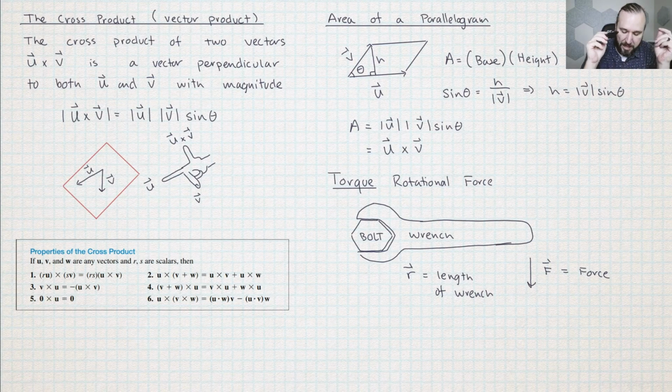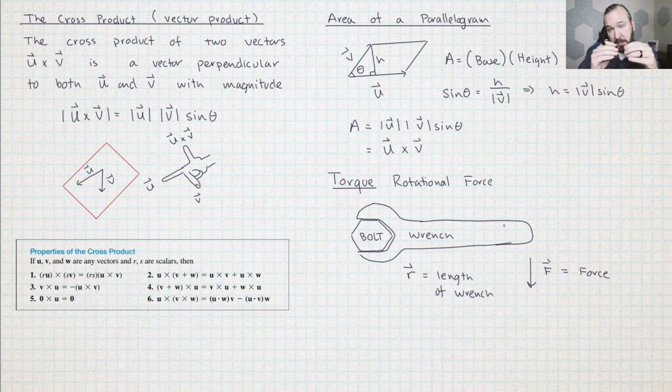So we imagine in this case, I've drawn a bolt and a wrench. In this case, righty-tighty, I would imagine the bolt being driven into the page here. So the torque is actually a vector that goes straight into the page. Okay, so how much rotational force do you have?